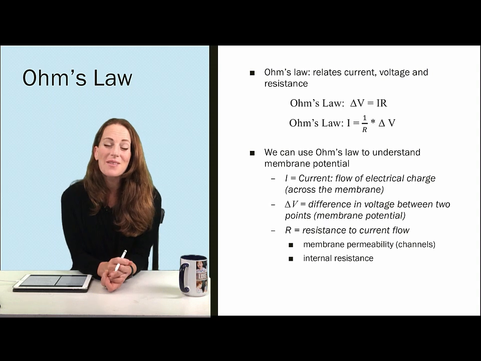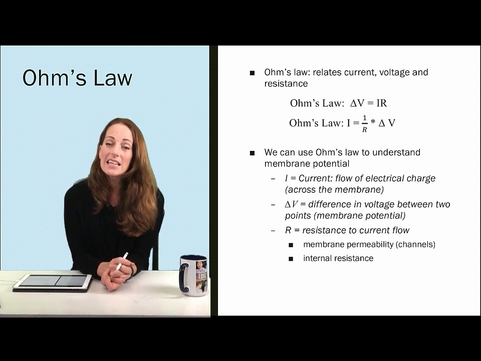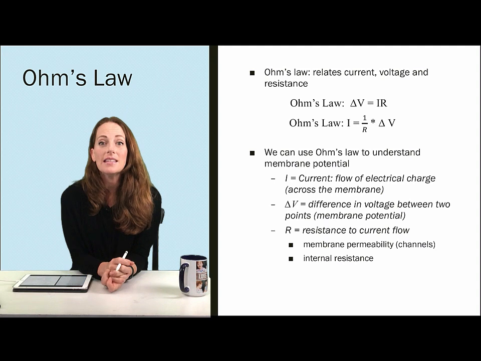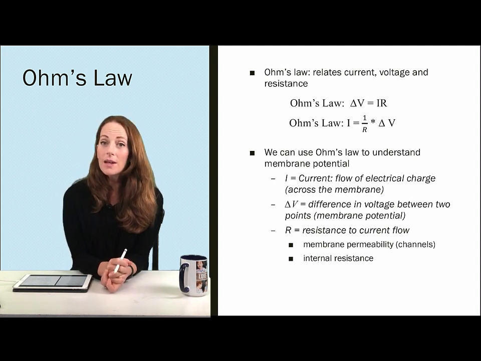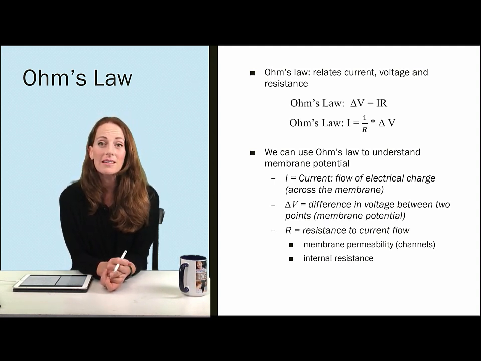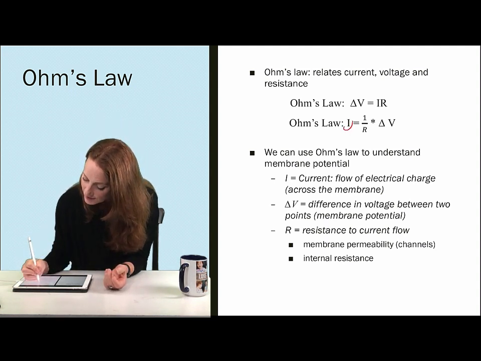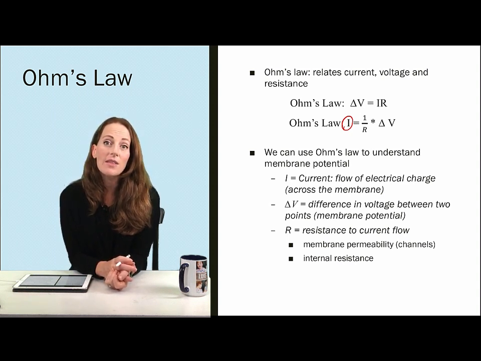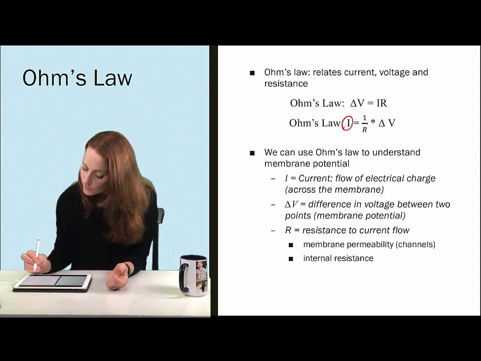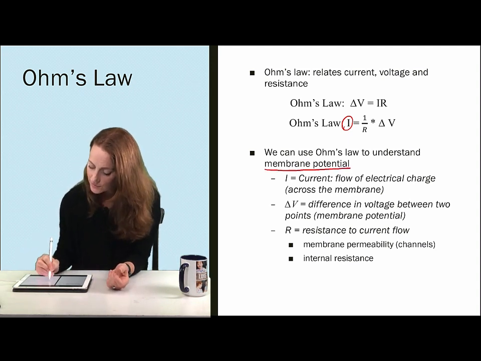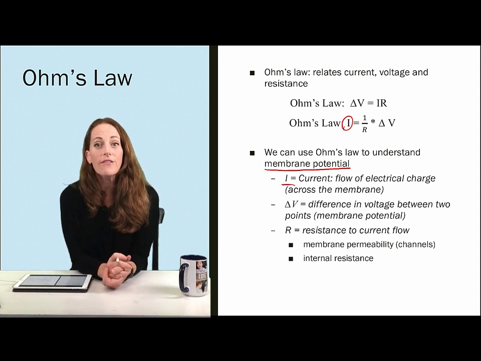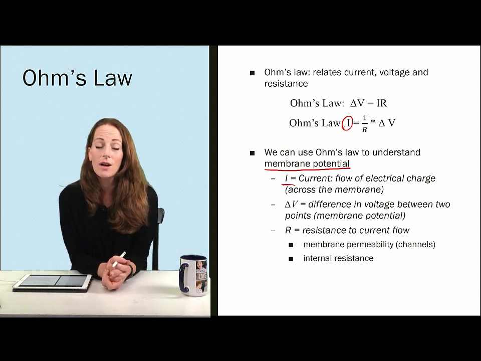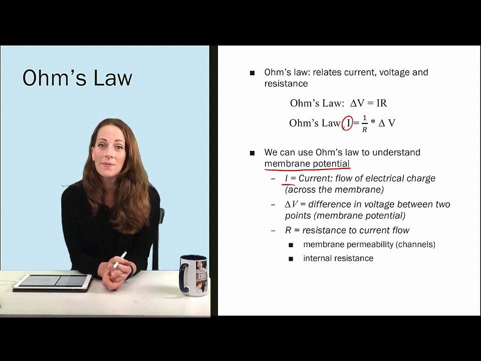So Ohm's law, if you've memorized it in other courses, is usually written as ΔV = IR. And we can rearrange that to think about current specifically. So I is the current, and we can rearrange that to I = (1/R) × V, or 1 over the resistance, times the voltage. So here, when we use it to understand membrane potential, I is the current, or the flow of electrical charge, and that's going to be specifically the flow of charge across the membrane.